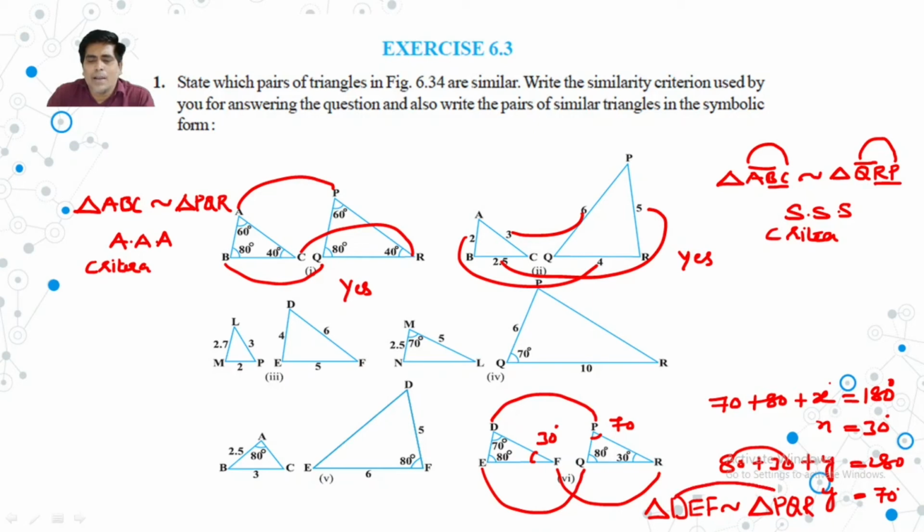Angle D and angle P are equal. Angle E and angle Q are equal. Angle F and angle R are also equal. So these are similar triangles. By which criteria? Again, this is by the angle criteria. So this is about the sixth sum. The remaining parts we'll see now.